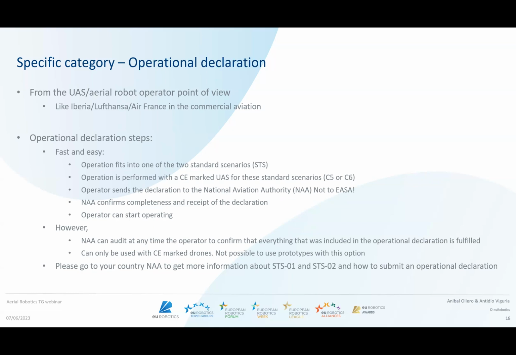However, you have to take into account that a declaration is a formal declaration. So it's not just signing, you have to fulfill all that is said in the declaration. You have to implement some procedures, a flight manual, and things like that. And the National Aviation Authority can audit you at any time to confirm that everything included in the declaration is performed properly. And this option can only be used with CE mark drones, only C5 or C6, no C0, C1, C2, C3, and C4. Only C5 and C6. It's not possible to use prototypes with this option. It's not possible.